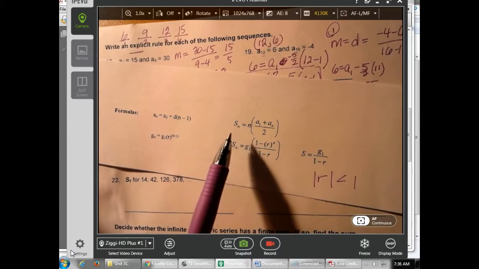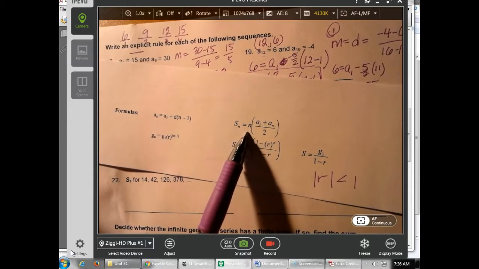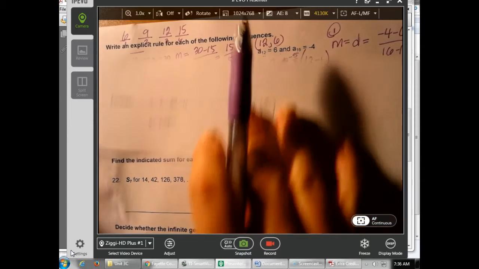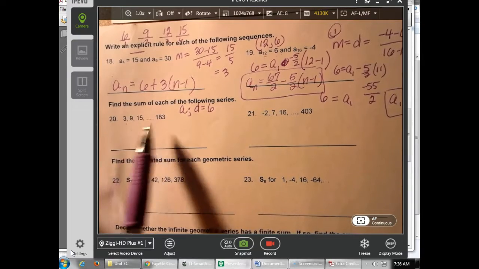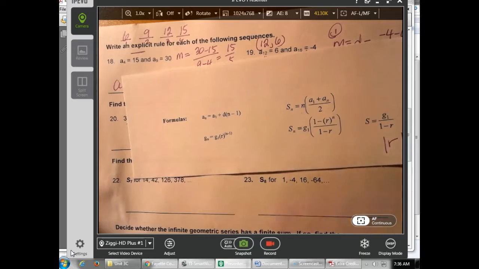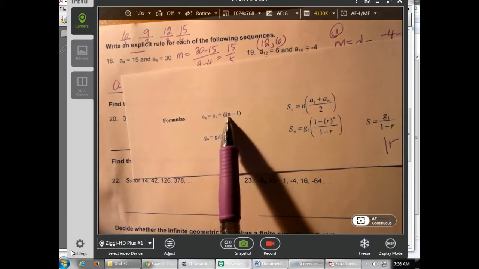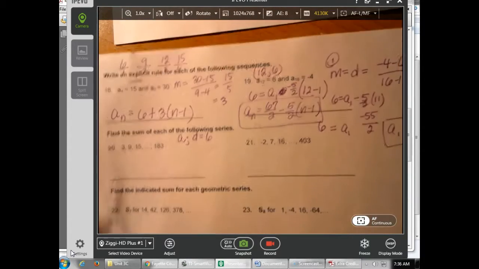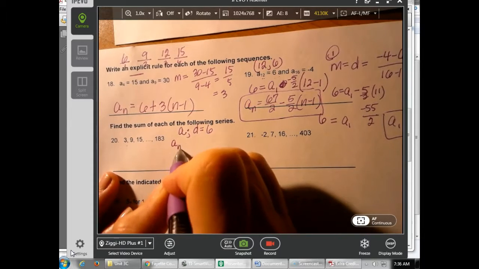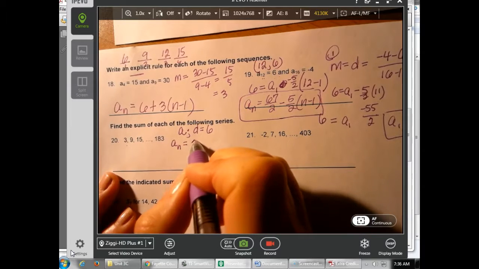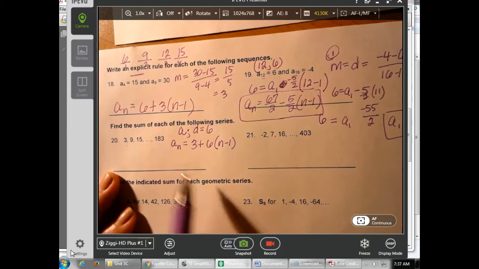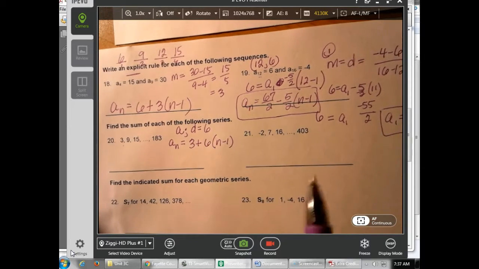And I need to know what term I'm summing through. I do know the first term and I do know the nth term, but I don't know where 183 is in the whole pattern. So I'm going to have to use my other formula, the explicit formula, to find the n. So I'm going to be solving for n in this one. So what I'm going to do is I'm going to say a sub n is equal to my first term of 3 plus my common difference of 6, and then I'm going to say n minus 1. So that's the explicit formula. So I just wanted to write that out for you.